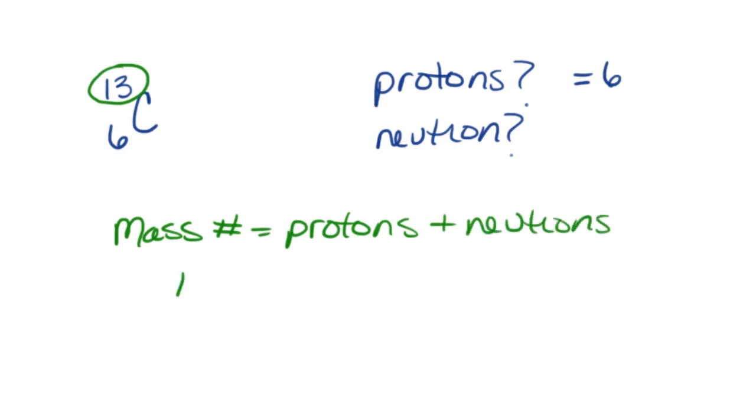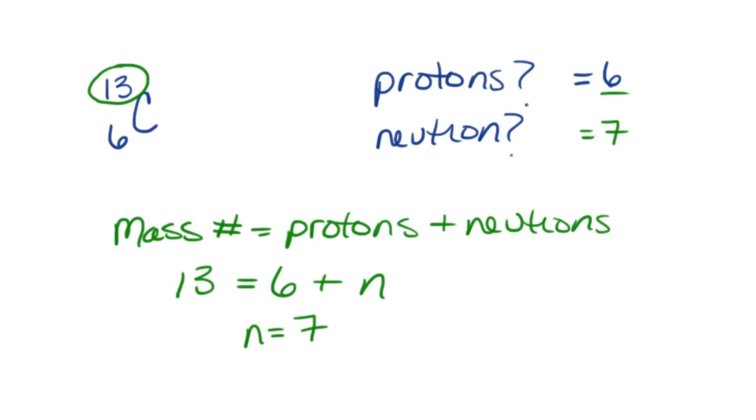So since I know my mass number is 13, and I've already solved and figured out that my number of protons is 6, this is really the setup to answer this question. All I'm going to do here is solve for N, and as you can see, N is going to be equal to 7. So I know that my number of neutrons is going to be 7. So I've already figured out the number of protons and neutrons that I have.